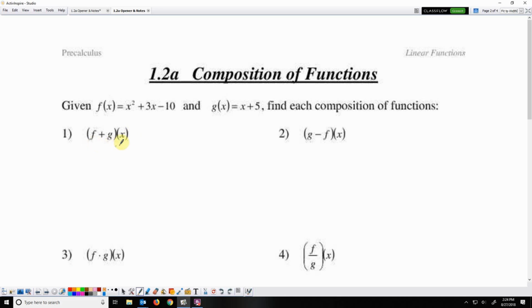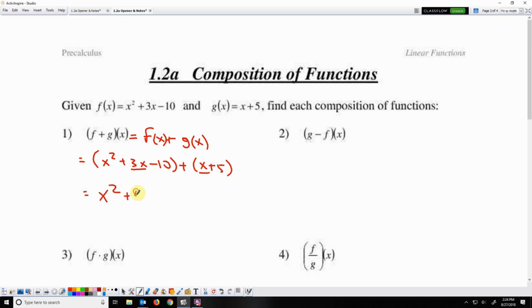So when we add, a slightly less formal version of this that you may have seen before would be f of x plus g of x, which just means (x squared plus 3x minus 10) plus (x plus 5). So we're going to combine like terms. There's an x squared. There's no x squared over here, so x squared. 3x plus x is 4x, and negative 10 plus 5 is negative 5.